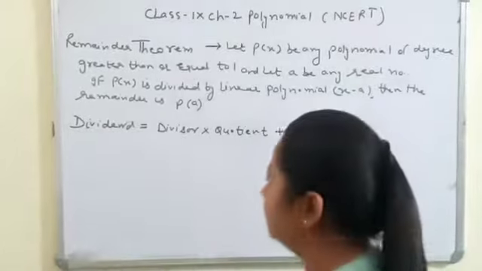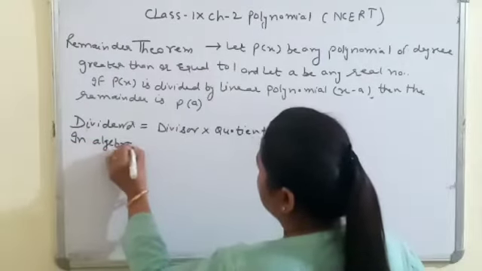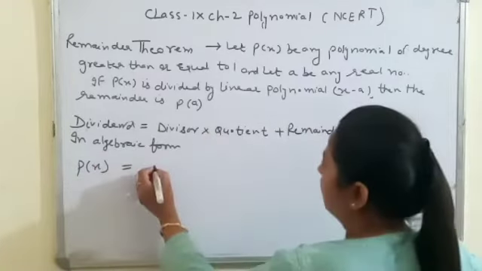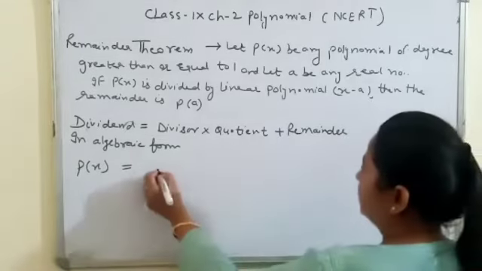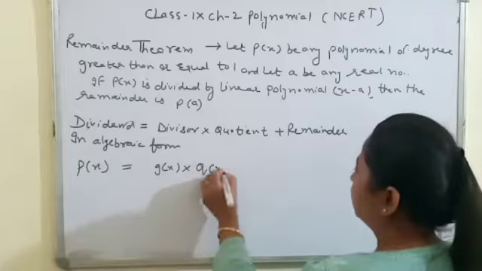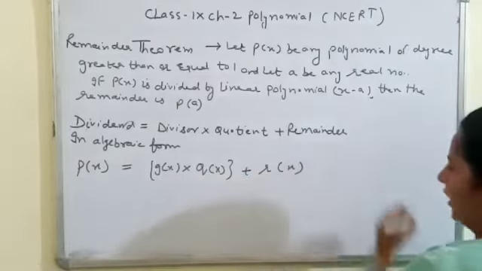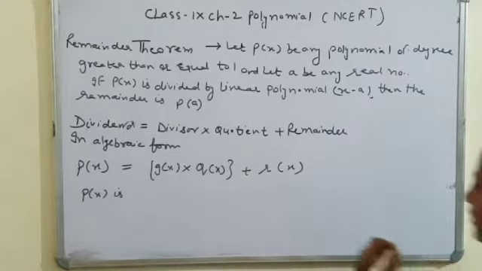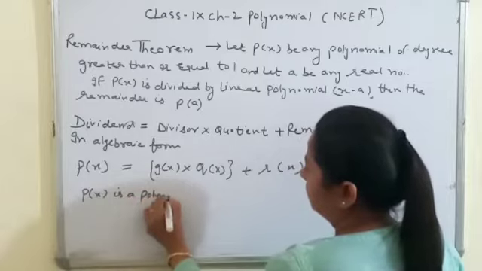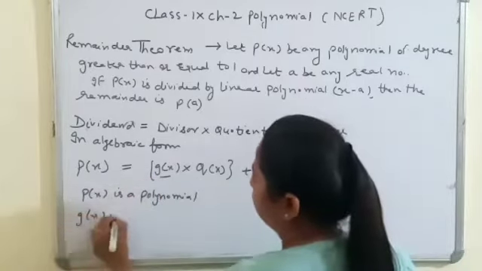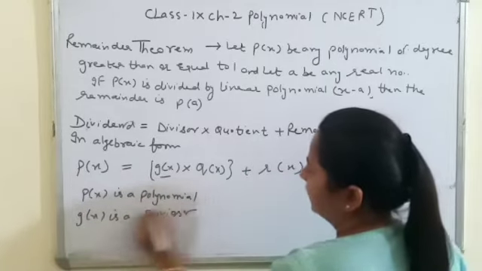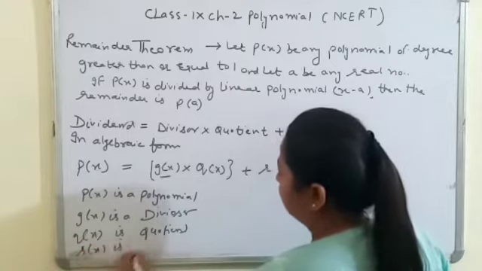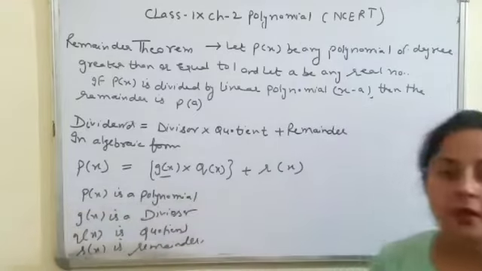In algebraic form we can write it: dividend, that is P(x), divisor G(x), and quotient is Q(x), plus R(x), where P(x) is the dividend, a polynomial, G(x) is the divisor, Q(x) is the quotient, and R(x) is the remainder.